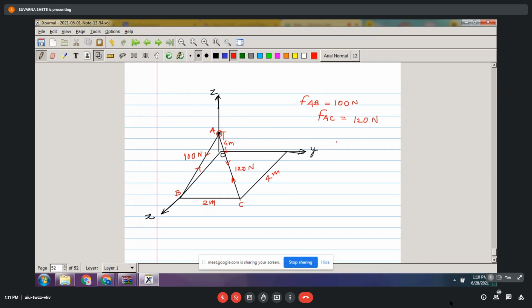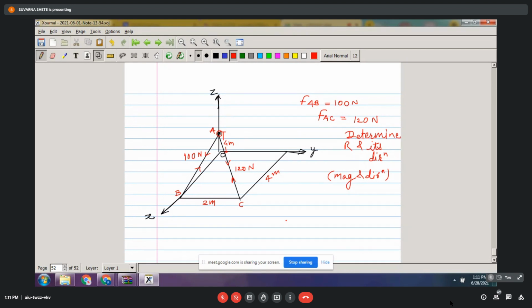It is asked to determine the resultant and its direction. So it means that it is asked to find out the magnitude and direction of the resultant. Right? Yes, ma'am.